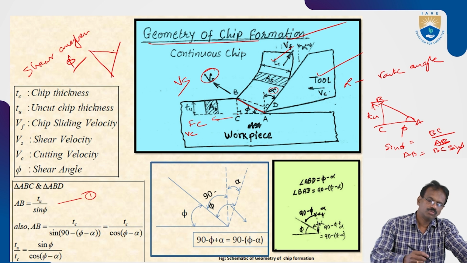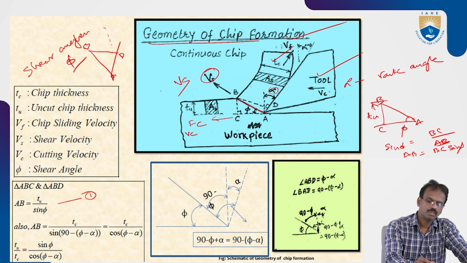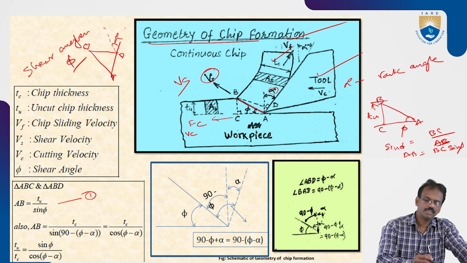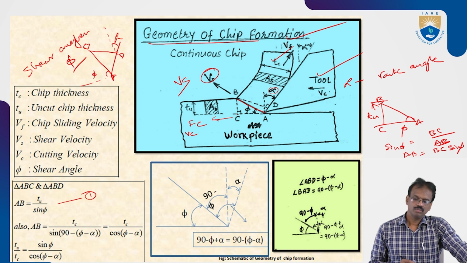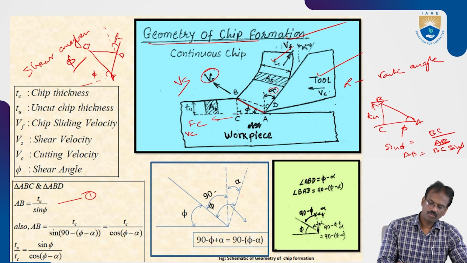So this is the triangle. This is the A, this is the B hypotenuse, this is the D. Okay. So this is the reference line, this one is the rake angle alpha. Then you can see this one is the phi also. So here you can see, this one is the phi.